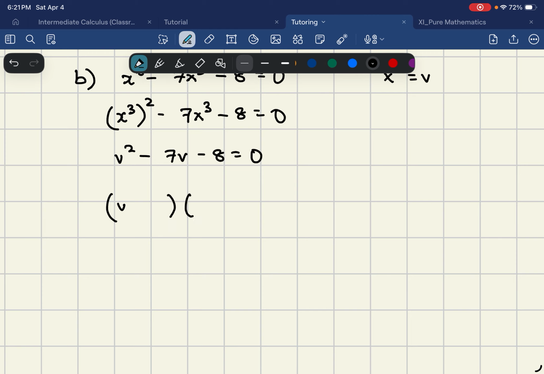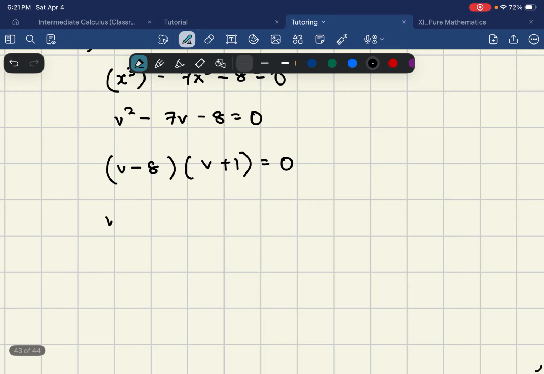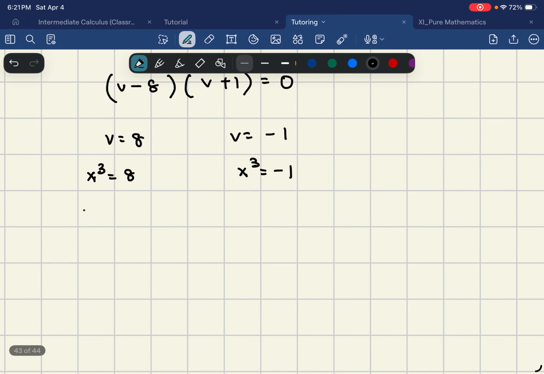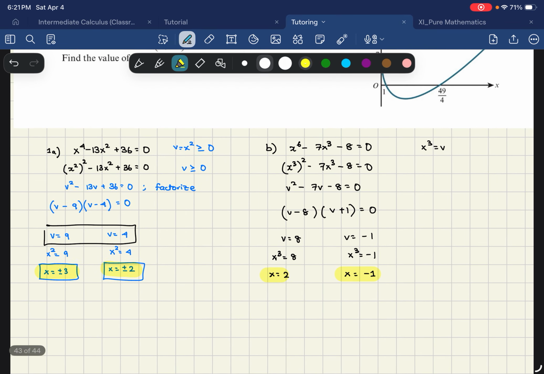So when we factorize this, we get v minus 8, v plus 1 is equal to 0. So this is your factorization. So you get v is equal to 8 and v is equal to negative 1. That gives me x cubed is equal to 8, x cubed is equal to negative 1. And if you take the cube root of both sides, you see that x is equal to 2 and x is equal to negative 1. So that is your solution, 2 and negative 1.